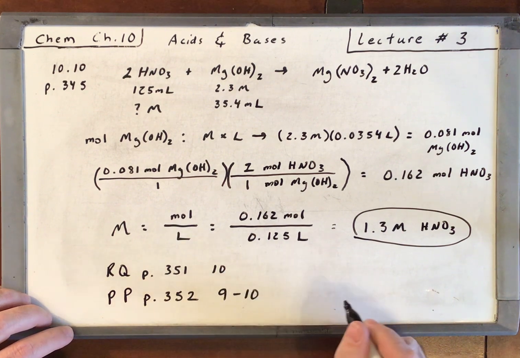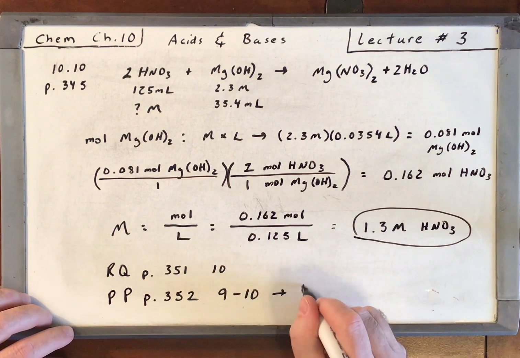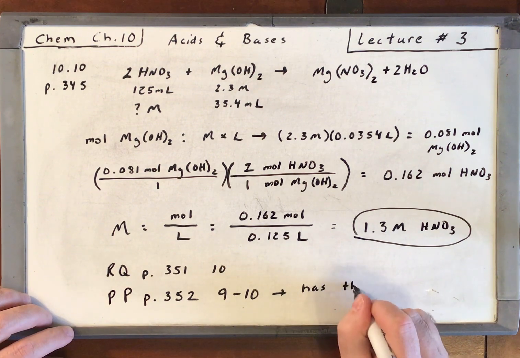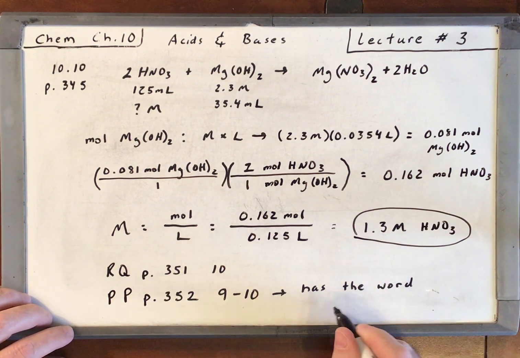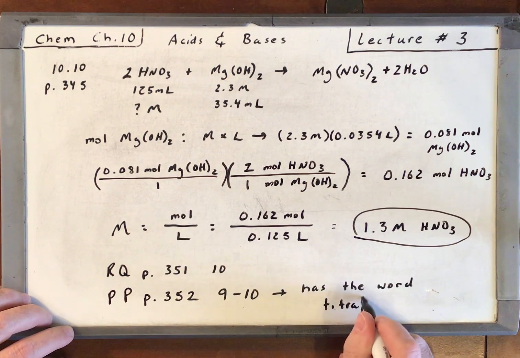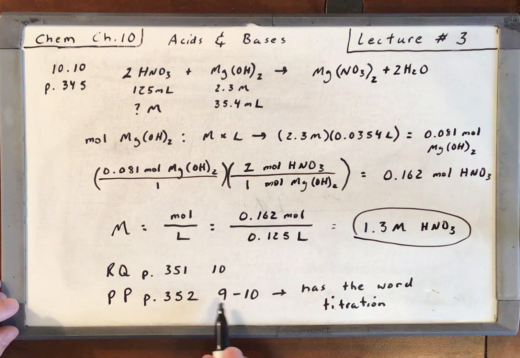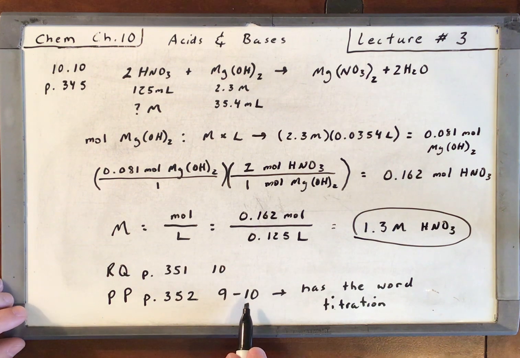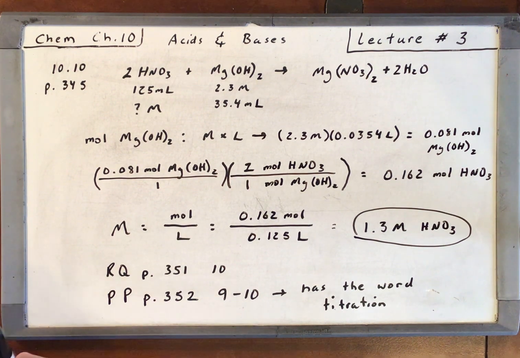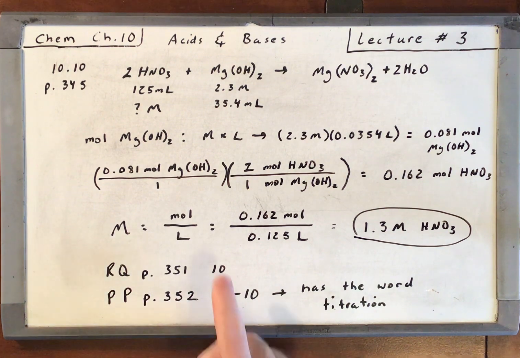You know it's a titration problem if it has the word titration in it. If it doesn't have the word titration in it, it's not a titration problem. It's probably just a stoichiometry problem. Both of these problems have the word titration in it. Okay, so we're going to go over these in class and then do the lab, and the lab will make a lot of sense after we do a couple of these problems. So that completes chapter 10. Do that homework, 10 and 9 and 10, and you will be good to go for the titration lab. See you next video.